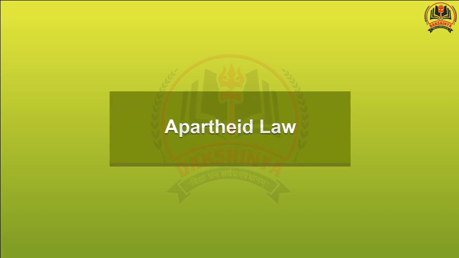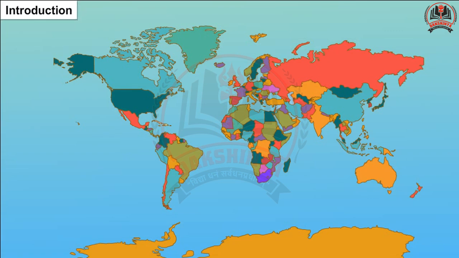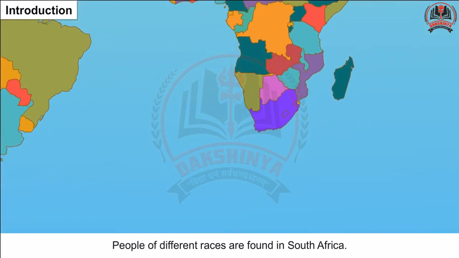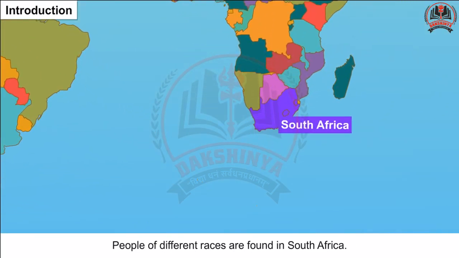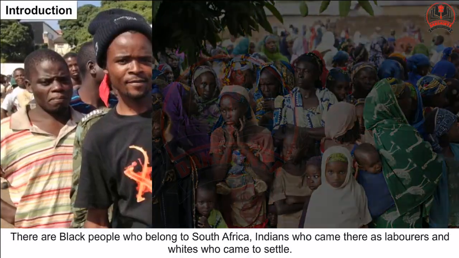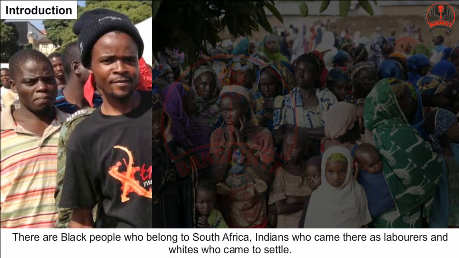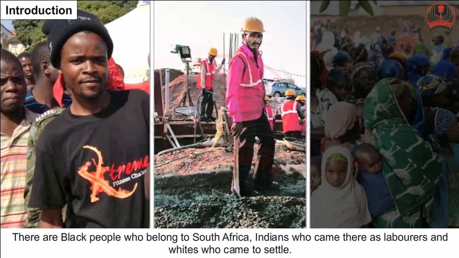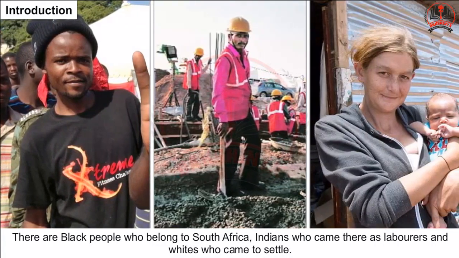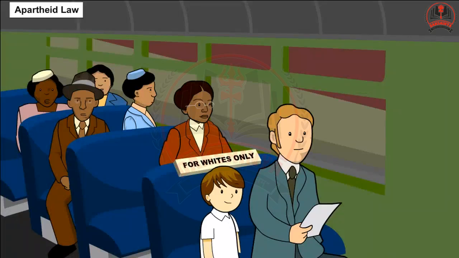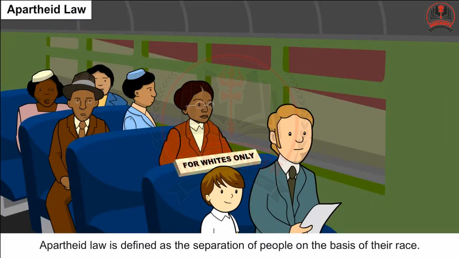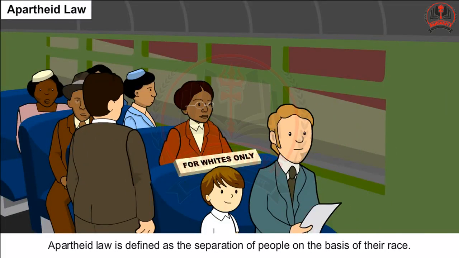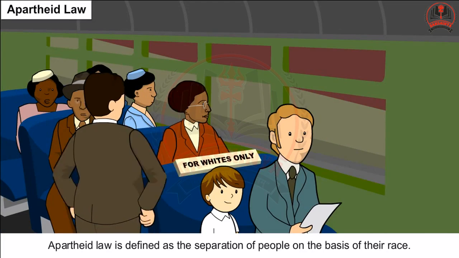Apartheid law. Introduction. People of different races are found in South Africa. There are black people who belong to South Africa, Indians who came there as laborers, and whites who came to settle. Apartheid law is defined as the separation of people on the basis of their race.